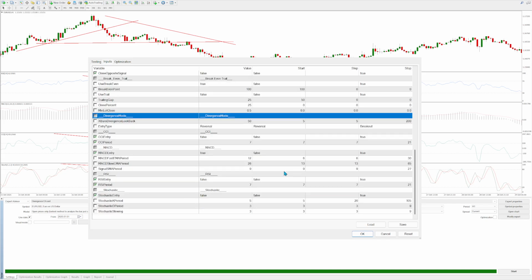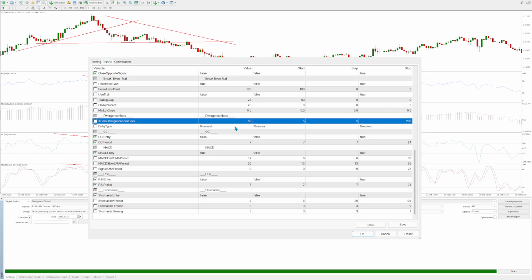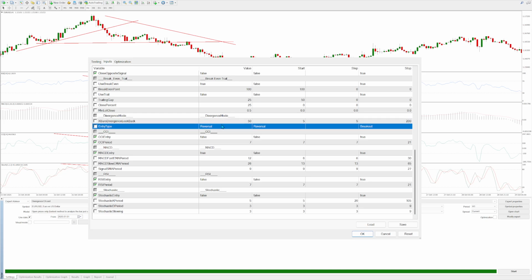So now we're going to get to the nitty gritty of the strategy. So the reason why it would take trades and exit them if you have close on opposite signal set to true. So you've got the bars look back. This is how far you want to check back for divergence. Entry type, so you can trade reversals or breakouts of divergence.